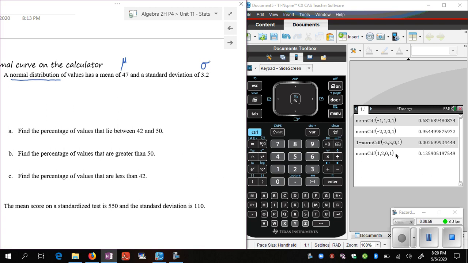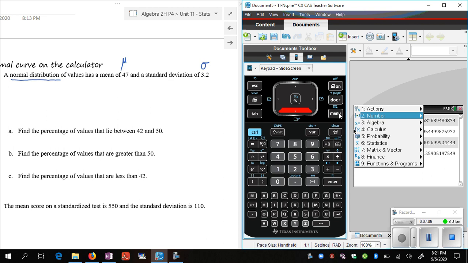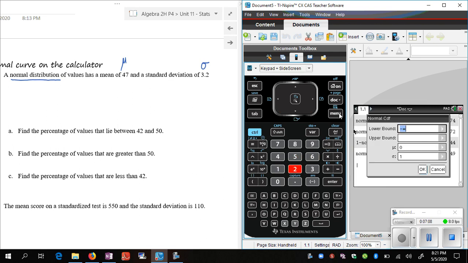So now we're going to change those mu and sigma values from 0 and 1 to accommodate the values we have there. If I go to menu 652, lower bound, I can type in the numbers provided here, 42 and 50. So I'm going to go ahead and do that. The lower bound is 42. The upper bound is 50. The mu is now 47, and the sigma is 3.2.